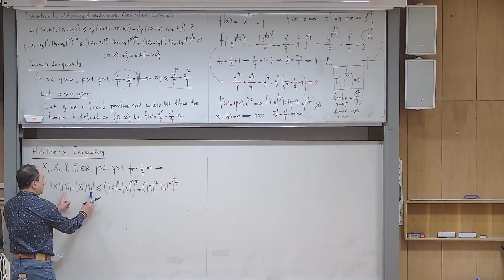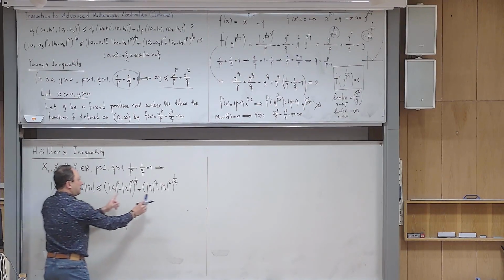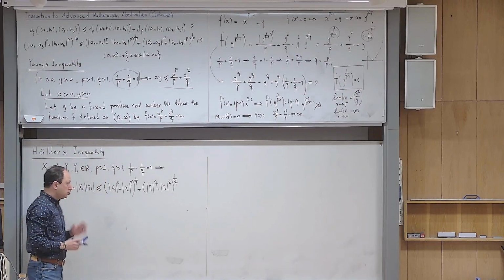And I'm assuming that y1 and y2 are not simultaneously 0. It means that this is not 0. Okay, so this you remember.